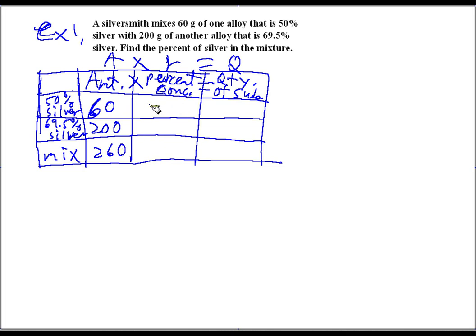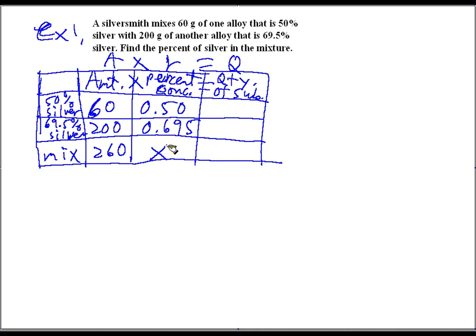All right. So let's look at percent concentration. Well, 50%, so 0.5 concentration of what? Silver in this case. The mixture, 0.695 or 69.5%. And for the mixture percent concentration, well, it says: find the percent of silver in the mixture. That's what we're trying to find out. So we don't know this. So that will be x.